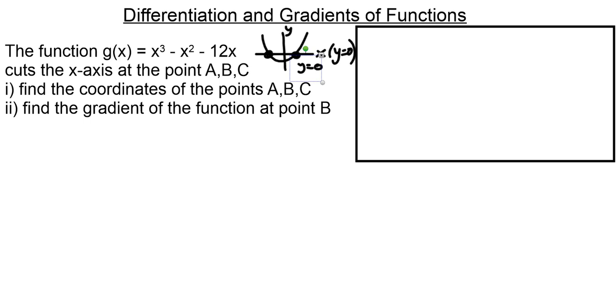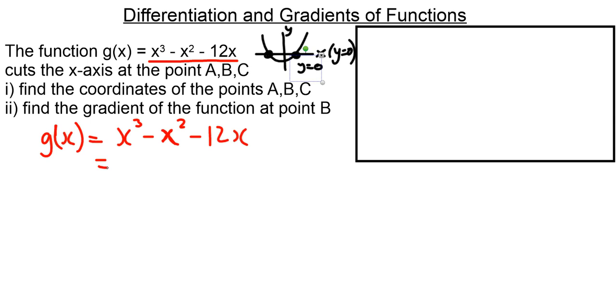The next thing we can recognize is, well, how am I going to go about solving and finding the roots of this cubic function? And what's really sneaky in this function g of x is that we've actually got an x in each of the terms. So let's just take out and factorize. Take out a factor of x. So x outside of x times x squared gives me x cubed. x times minus x gives me minus x squared. And x times minus 12 gives me minus 12x.